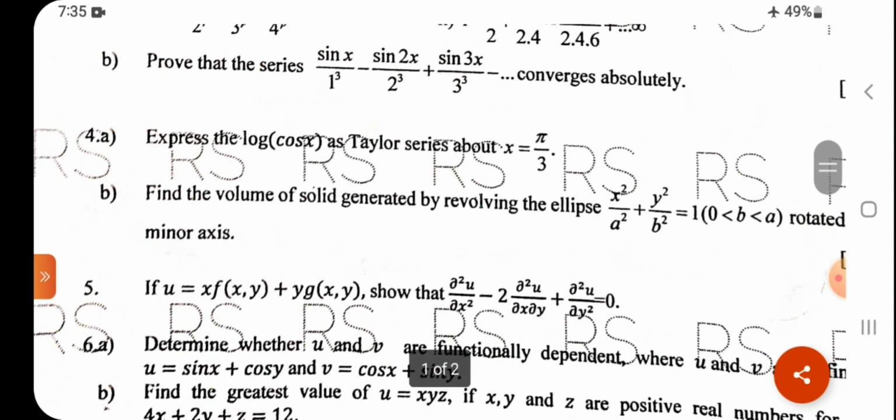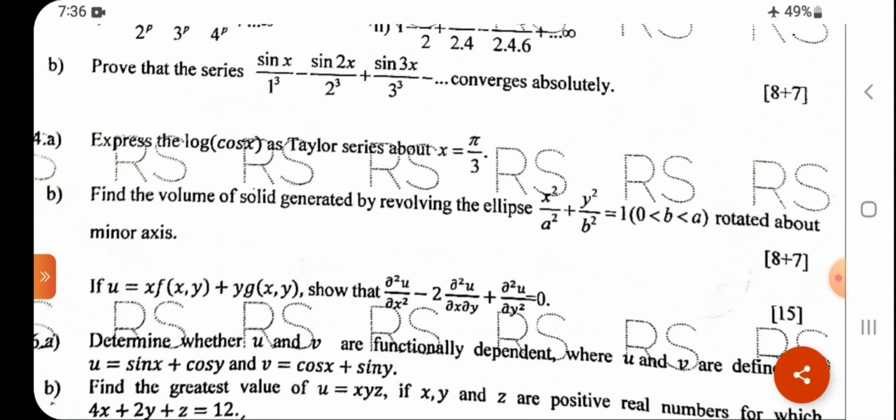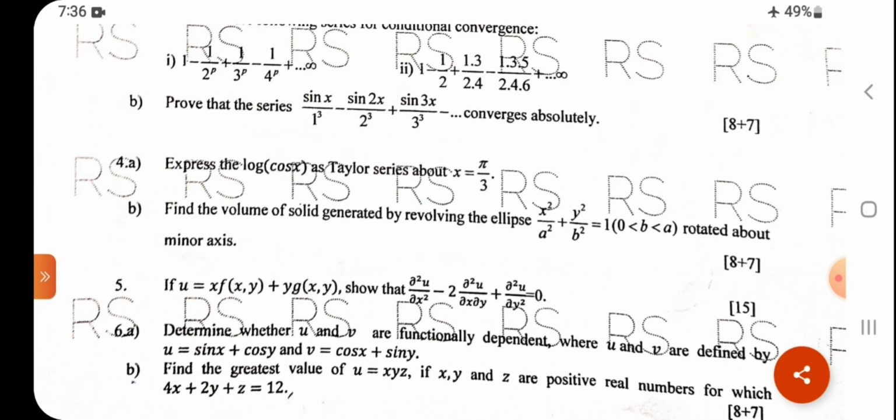Find the volume of the solid generated by revolving the ellipse. So it's a direct problem. Here it is given: rotated about the minor axis. The major axis is generally said to be the x-axis, and the minor axis is nothing but the y-axis. So about the y-axis you are calculating the volume of the solid. There is a direct formula and procedure, so you can directly find its answer. It's a direct problem.